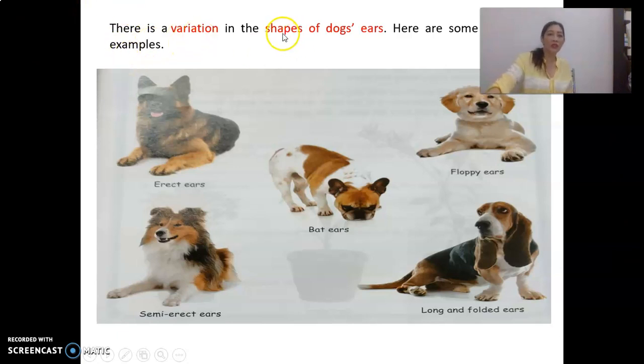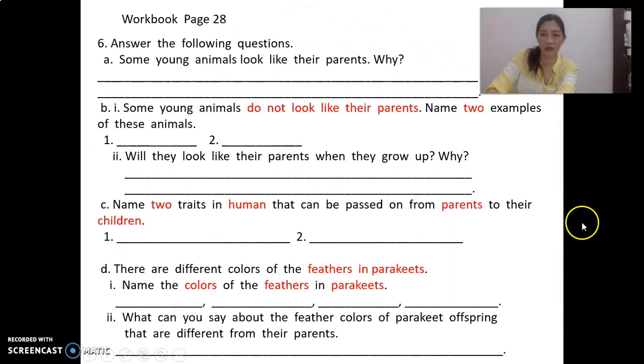There is a variation in the shape of dog ears. Here are some examples of the shapes of dogs' ears: erect ears, bat ears, floppy ears, semi-erect ears, and long and folded ears. This is long and folded ears. They have variation in the shape of dog ears.